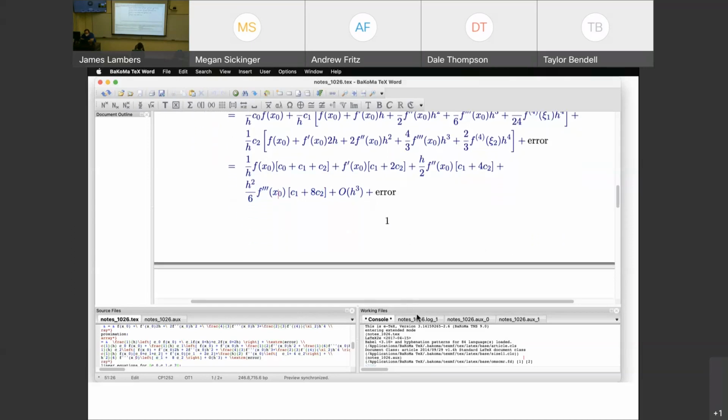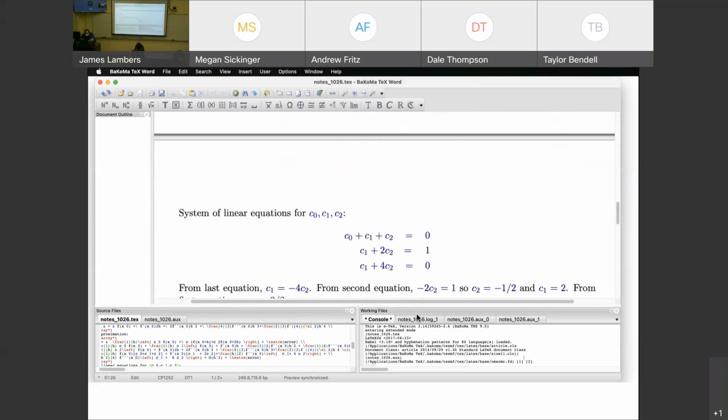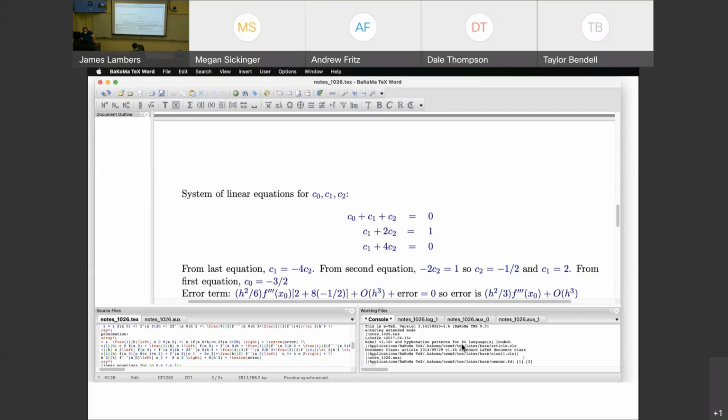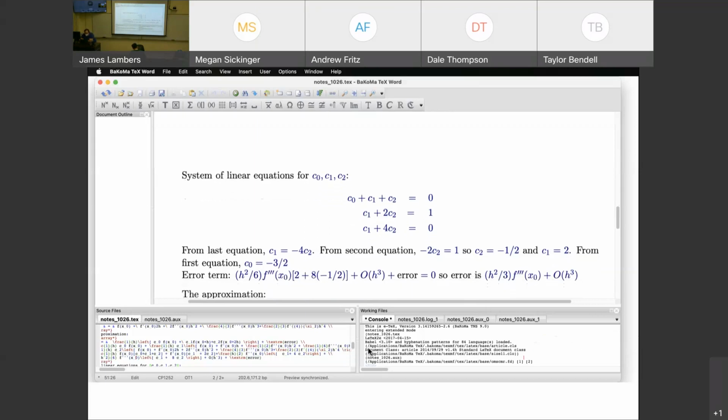So now I have this system of equations that comes from what I described earlier. So now I can just go ahead and solve this. And I've carried it out down here. So I use a third equation to eliminate C1. So then I can use a second equation to get a value for C2. So here are my coefficients. So C2 is minus 1/2, C1 is equal to 2, and then C0 is equal to minus 3/2.